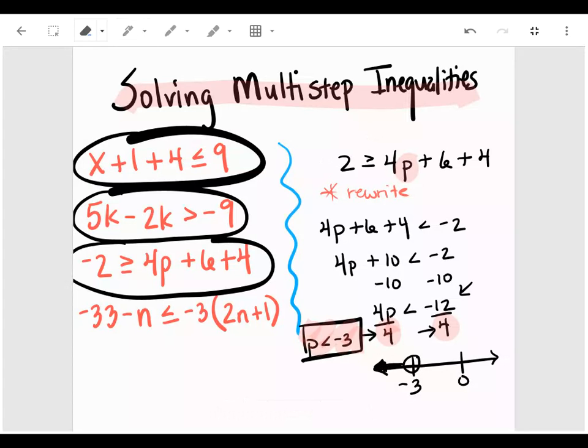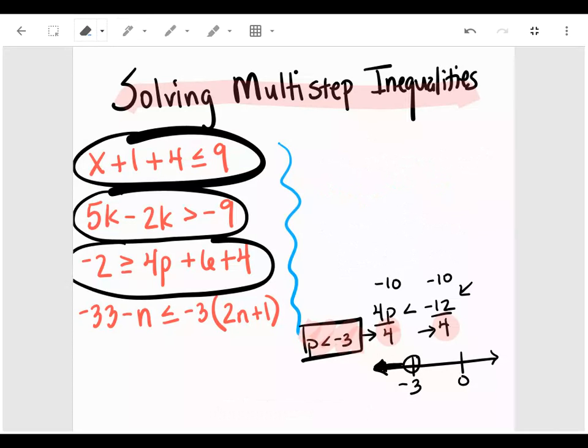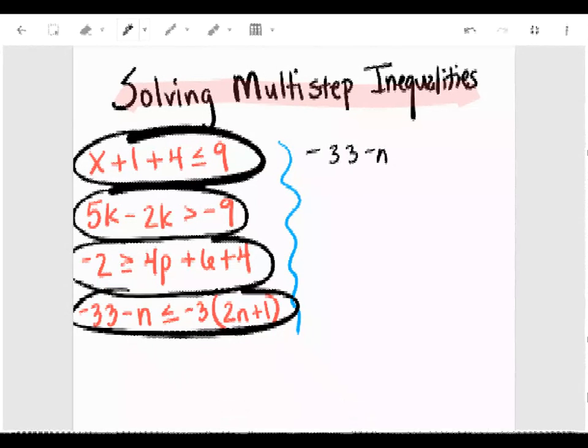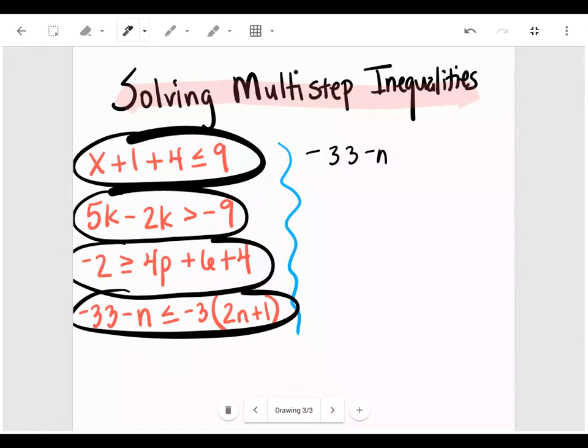All right, and I'm going to move on to the very last one. Again, pause if needed. And here's our last one for the day. And there's a lot going on here, but you got to be really careful. So we have -33 minus n is less than or equal to -3 times 2n plus 1. And you'll notice we have variables on both sides.